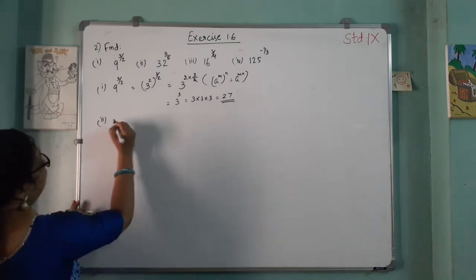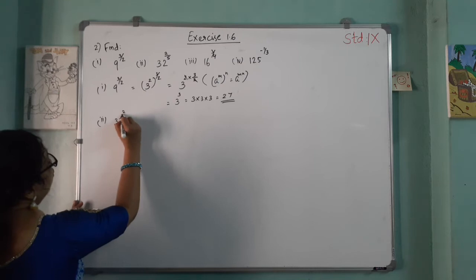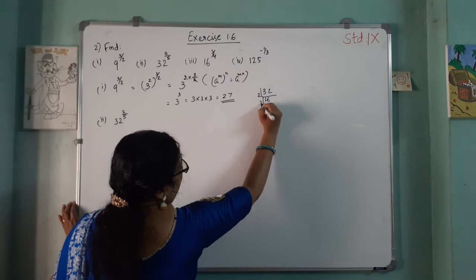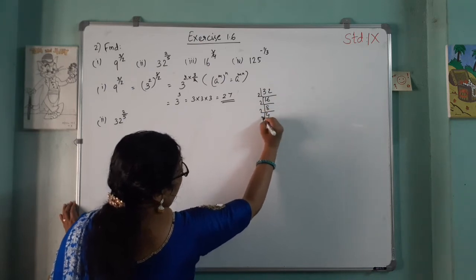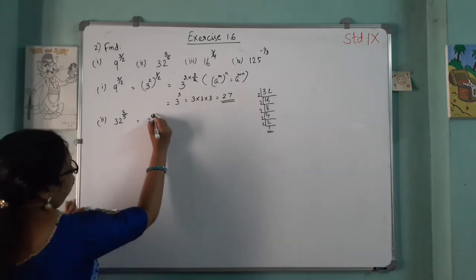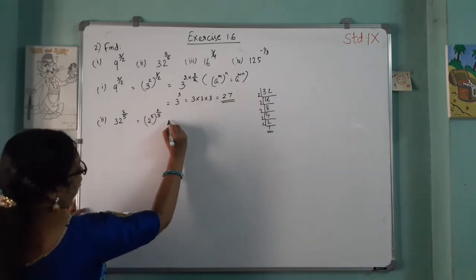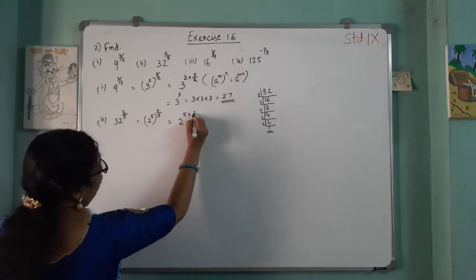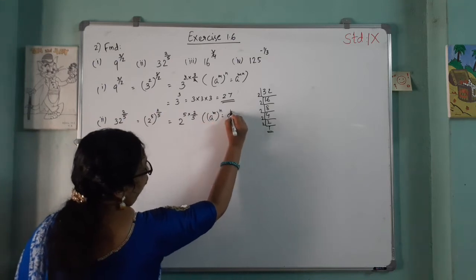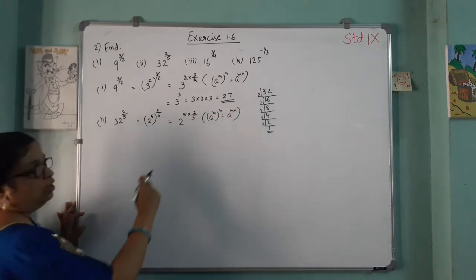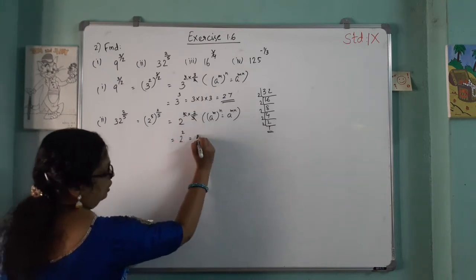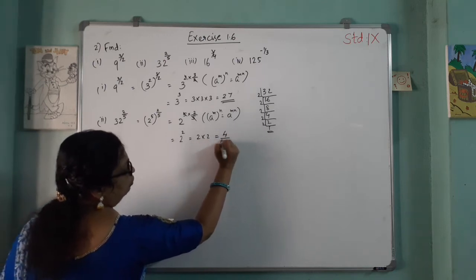Then second question, 32 raised to 2 by 5. So 32 factorizing: 16, 8, 4, 2, 1. That is 2 raised to 5. That we write 2 raised to 5, the whole raised to 2 by 5, which is equal to 2 raised to 5 into 2 by 5. Here also a raised to m, the whole raised to n is equal to a raised to m into n. That law we apply here. This 5, this 5 cancel, which is equal to 2 square. That is 2 into 2, which is equal to 4.